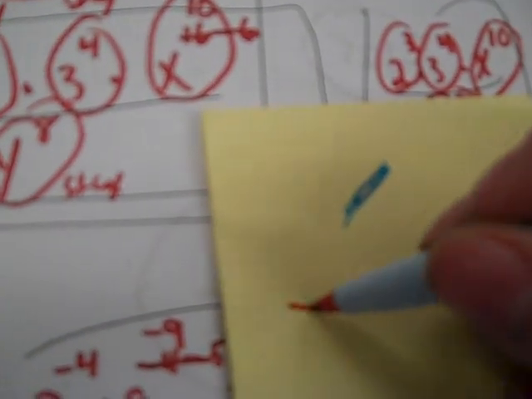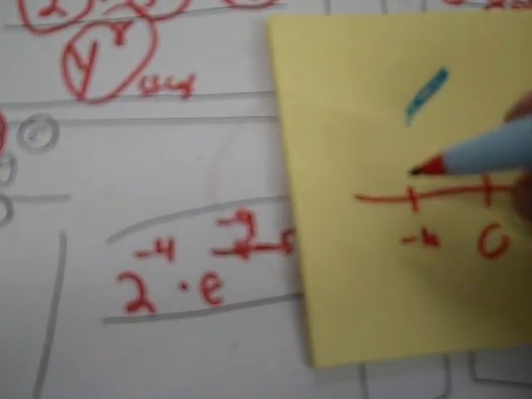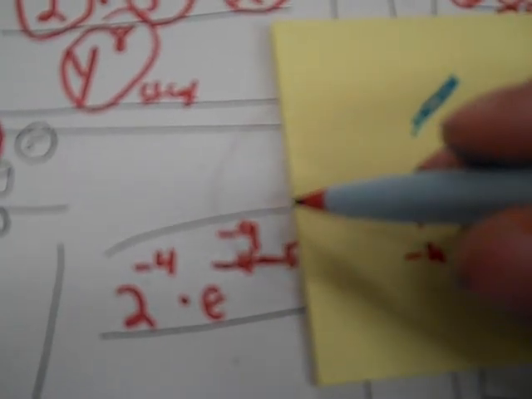And again, if you're wondering how that's negative 9, if I'm at negative 4 and I subtract 5, I go this way. So negative 5, negative 6, negative 7, negative 8, negative 9. Okay, that's how that works. Negative integers. Okay, now G.